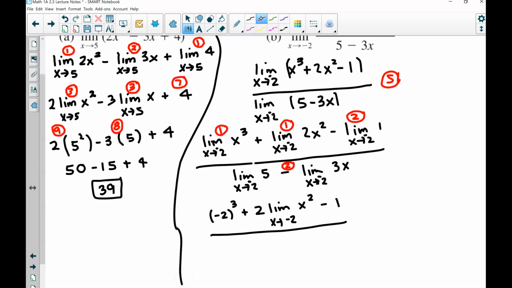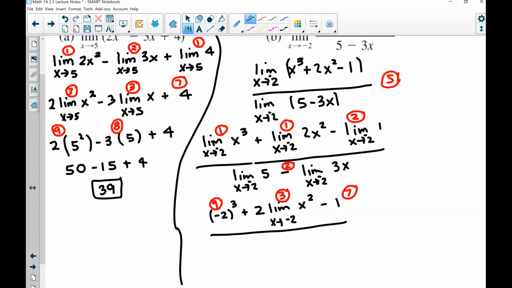Now again, we're just writing down what are the specific limit laws. For the first one, this limit law is number 9. Okay, the second one is the constant, so that one is limit law number 3. And the last one is 7.